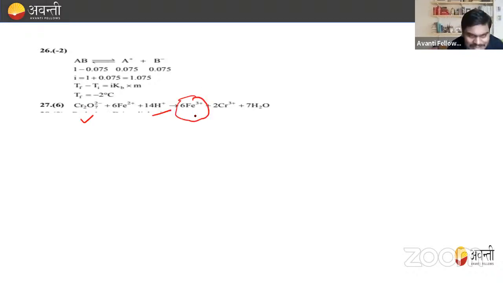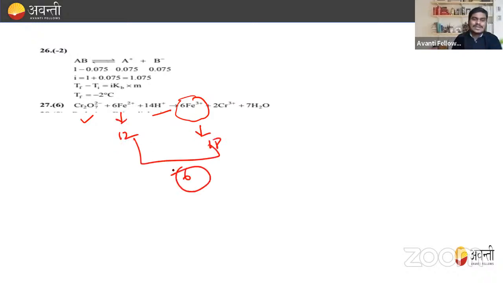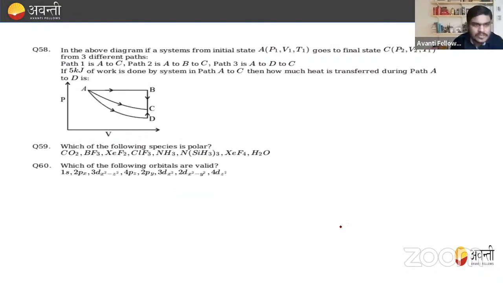So how many electrons, beta? Yeah, here the number of electrons is 6 into 2, 12. Here 6 into 3, 18. So the correct answer for this question is 6 only. Right? Now, let's move to question number 58.